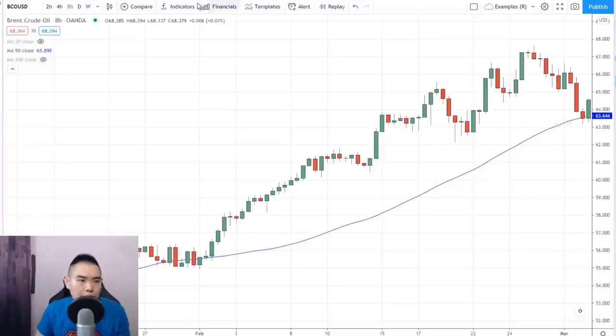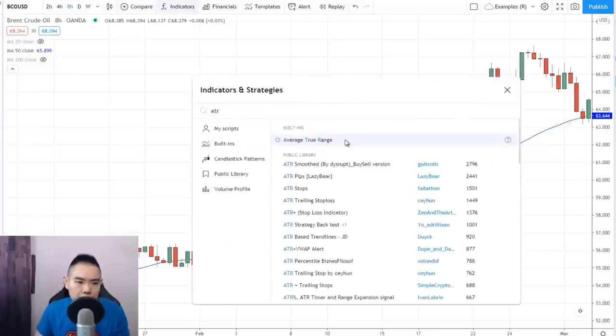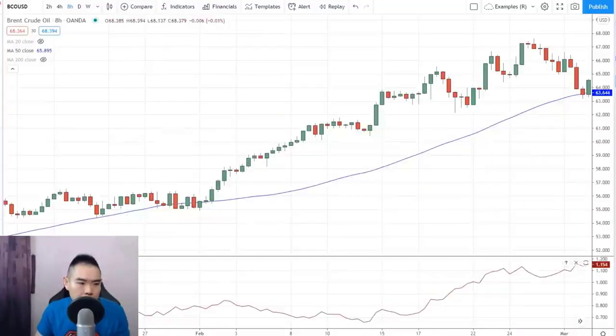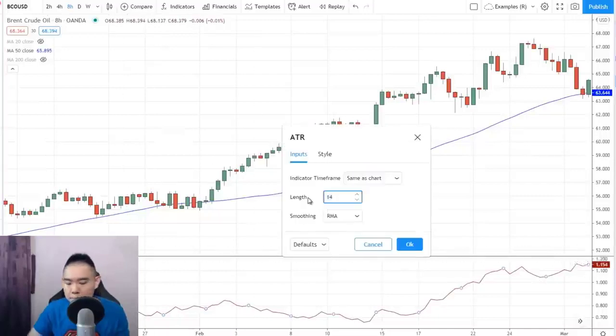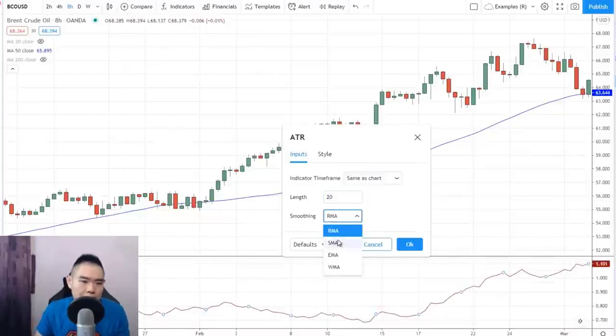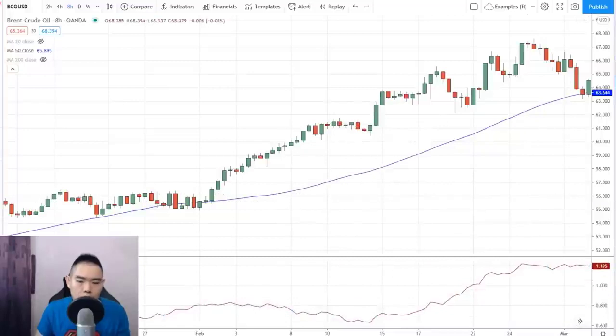So what you want to do is to pull out the ATR indicator. Just search for ATR, click on this, and this one comes up at the bottom. Go to settings. I like to use a 20 period ATR and I like to use SMA. Click OK. So how do you interpret this? Very simple. Remember, the ATR indicator is a volatility based indicator. When volatility is high, the value goes up. When volatility is low, the value goes down.